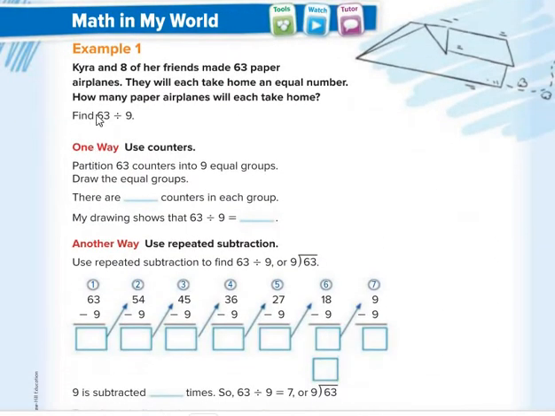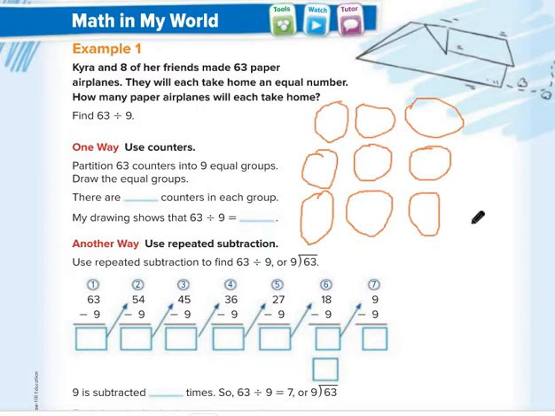So to find 63 divided by 9, we can apply many strategies. Let's start with using counters. If you have 63 counters, try to partition them into 9 equal groups. Like this, you can draw 9 equal groups, and then we will partition these 63 counters in these groups.